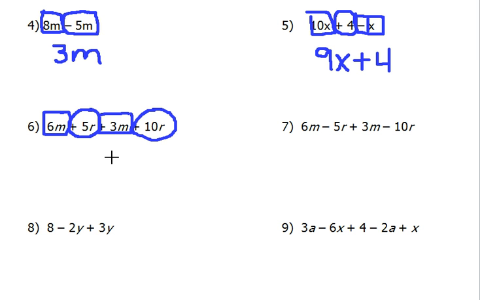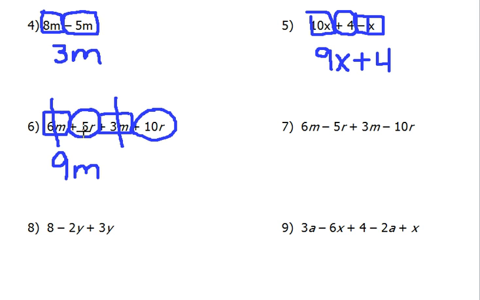When we write out expressions, we write the variables in alphabetical order. Since m comes before r in the alphabet, I'm going to start with my m term first. So in my calculator, I would press 6 plus 3, and I would get 9. So I have 9 m's. I'm going to cross these two out so that I don't get confused when I'm combining the other two terms.